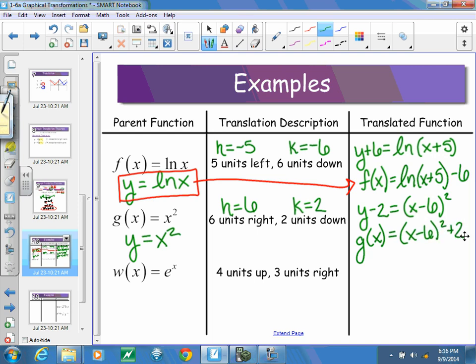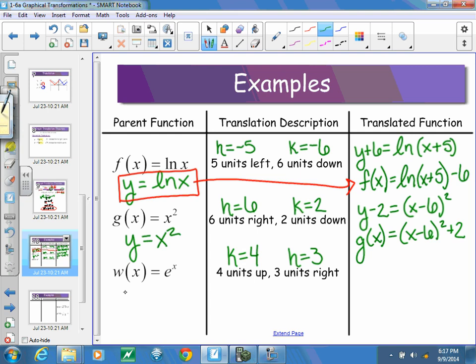plus 2. And the last and final one that we have here is function w, which is e to the power of x. 4 units up. Now be careful, this is our k value. So k is going to be a positive 4. 3 units to the right, that tells us that h is going to be positive 3.